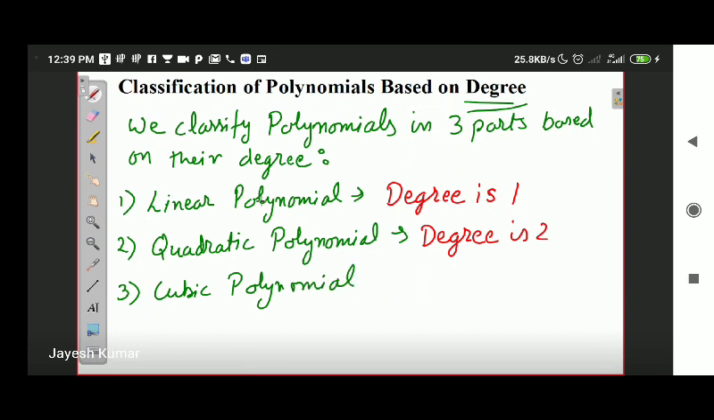Thirdly, we have cubic polynomial. So for cubic polynomial, we have degree 3. So these are 3 classifications.